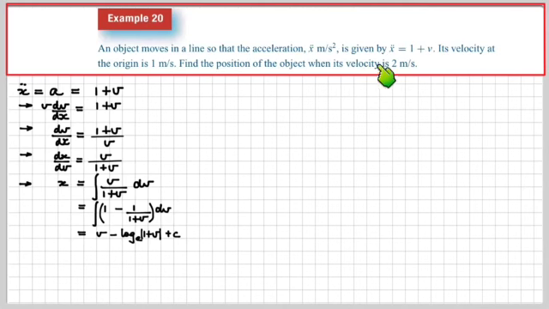Now, here's our boundary condition time. Come on down, boundary conditions. Velocity at the origin, so when x is 0, v is 1. We better put that in now and see what we get. There we go. Oh, very nice.